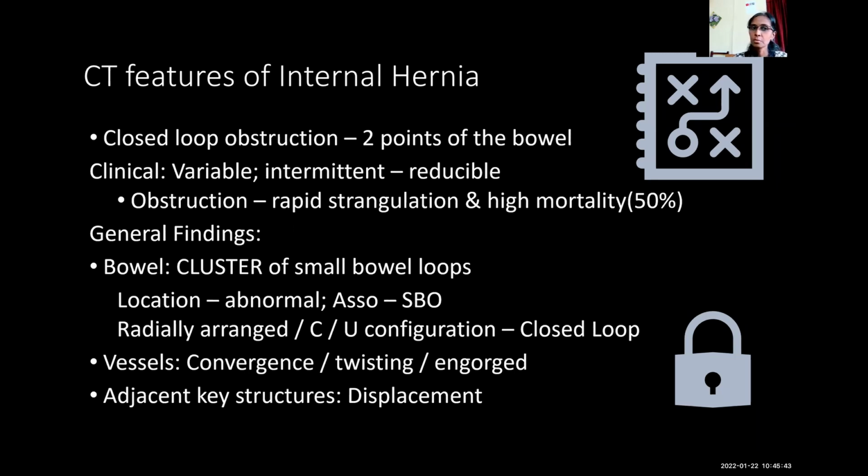Now, how do I know that this closed loop obstruction is an internal hernia? Basically, you'll have a cluster of small bowel loops, and that location will not be normal. What do I mean by abnormal? We will cover that as we go along, one for each type. There will always be an associated small bowel obstruction. There are some features associated with closed loop obstruction that I mentioned, but I will show you images as we go along so it becomes easier. But the key point to identify an internal hernia is to see displacement of either a structure or vessels.